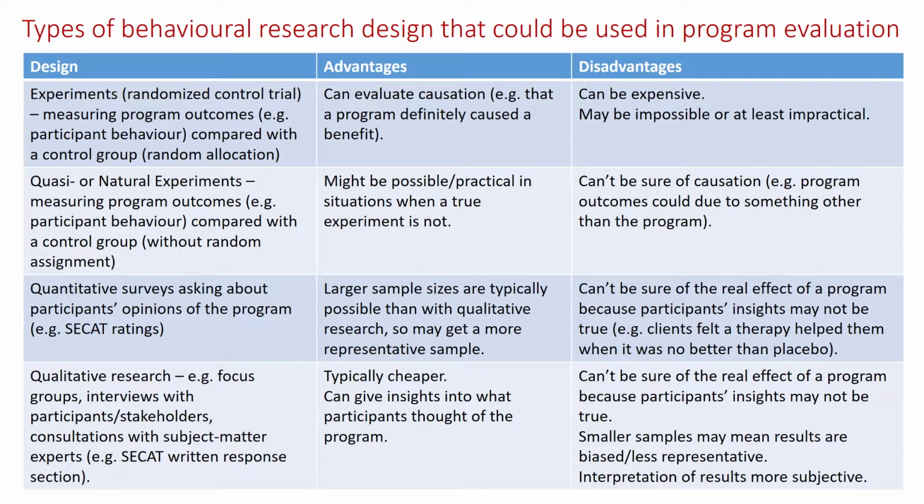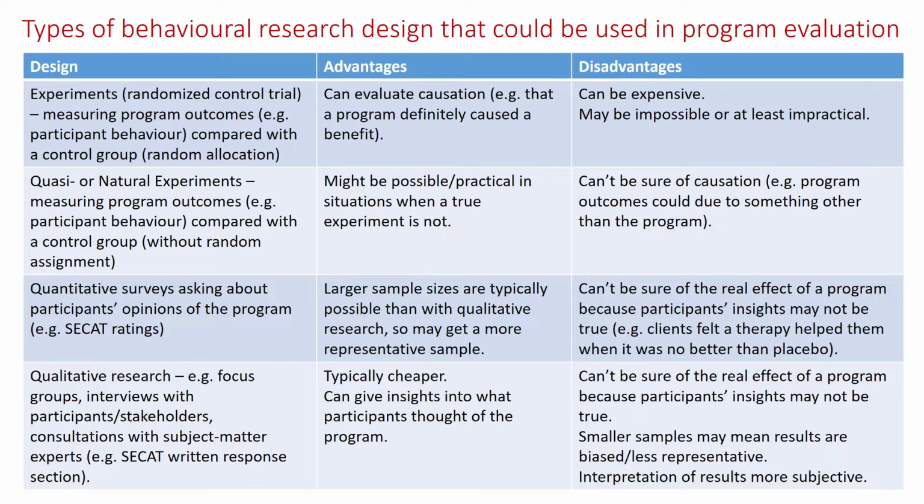So I'm going to talk about 4 different types of research design that are commonly used in this sort of evaluation. So first is using experiments or randomized control trials to measure program outcomes. What I'm usually referring to here is participant behaviour. So that is, for example, you do some therapy on some patients, on some clients, and then you evaluate whether their behaviour improves in the direction you want it to following that sort of intervention.